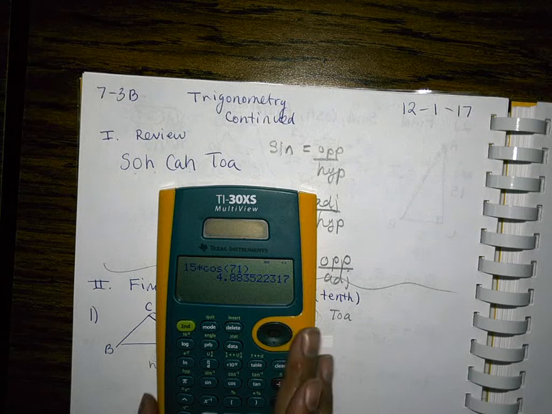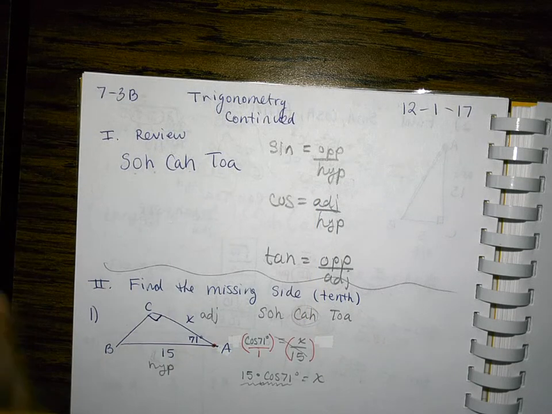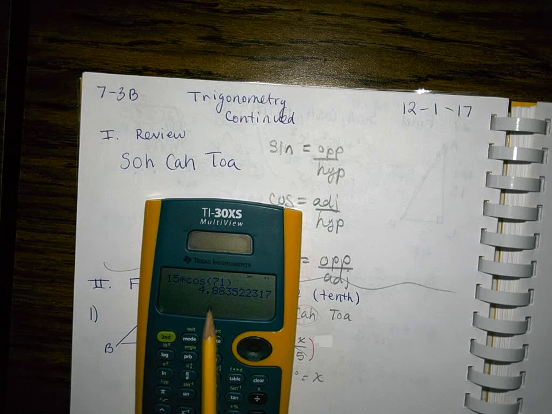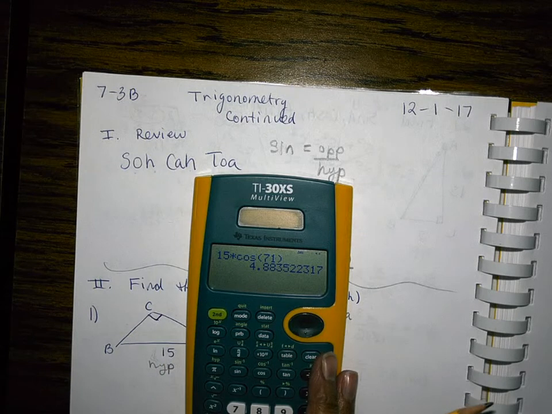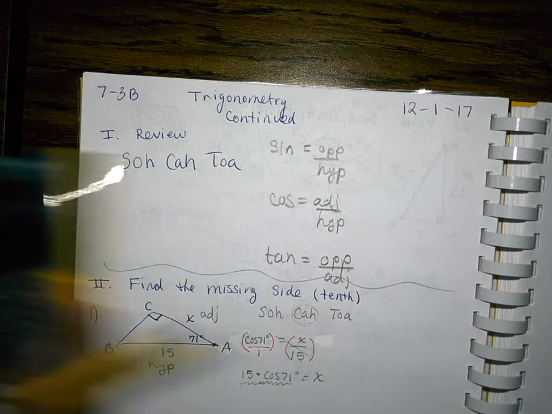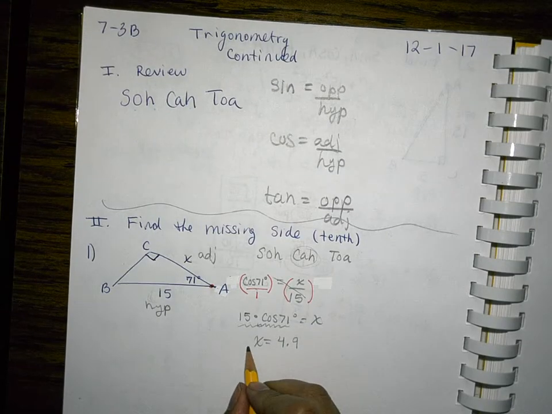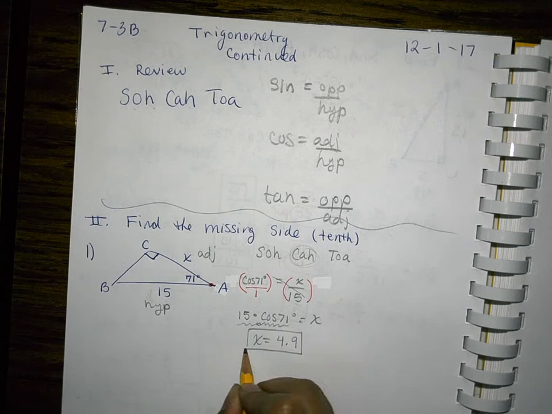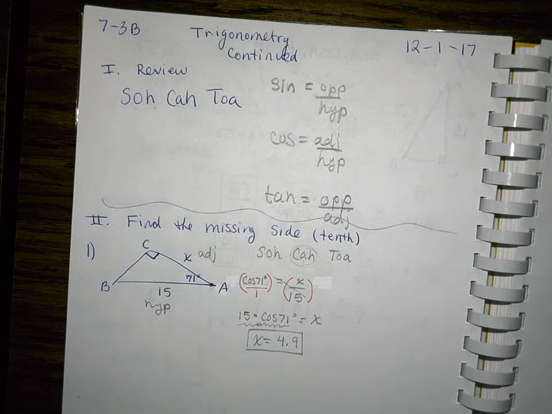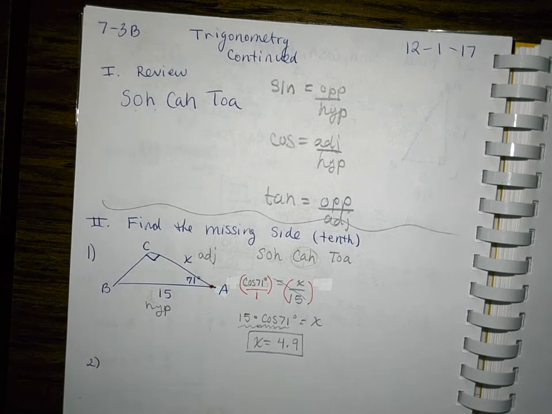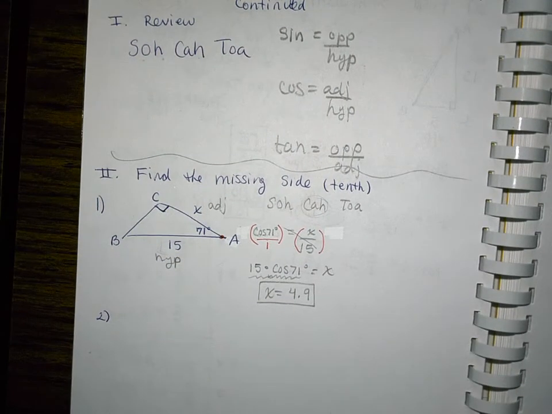All right, and it's rounded to the nearest tenth. So the nearest tenth place would be 4.8 or 4.9. So x equals 4.9. X is 4.9. All right, if that did not make too much sense, we're going to try another one, and hopefully it'll be a little clearer. Okay, number 2.